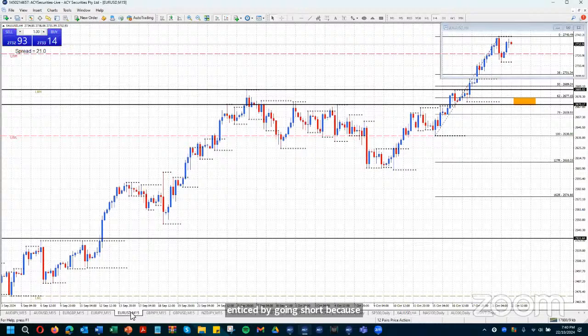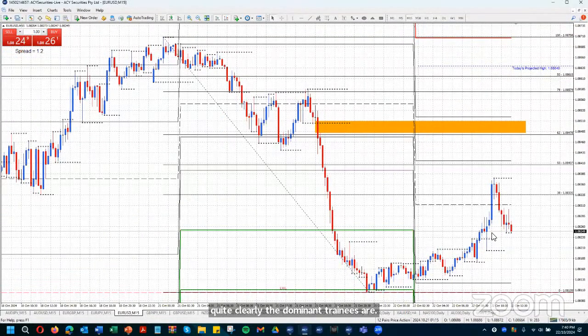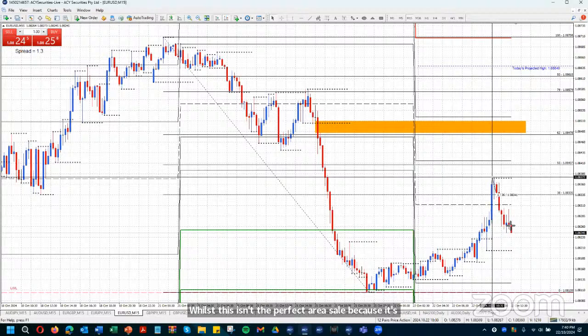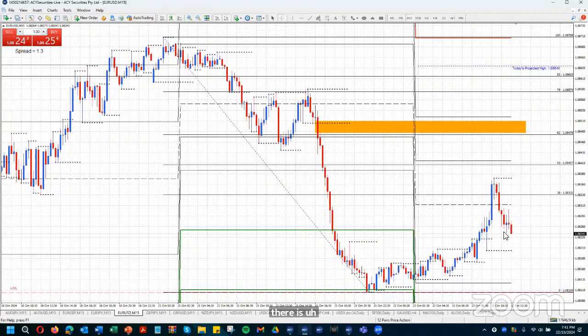All right, let's just have a quick review of the euro dollar once more. It's not able to get back to the central pivot point on the last 15-minute rally here. So really, whilst this isn't the perfect area to sell because there's quite a distance from here to that high there, there is, well, in fact, it's only 13 pips. We've just broken a minor swing point now.